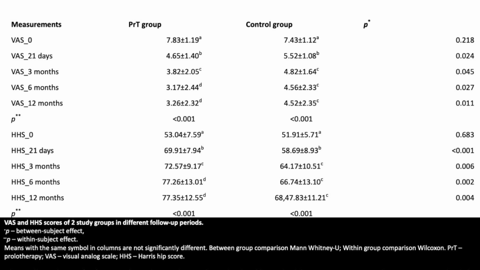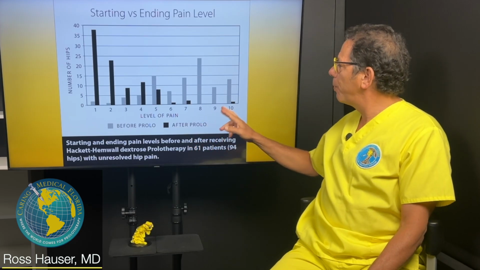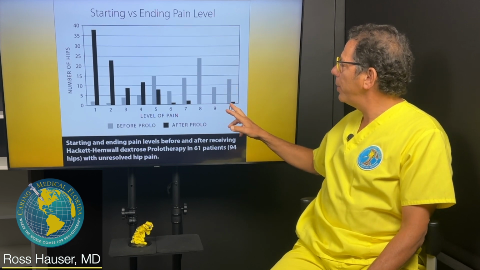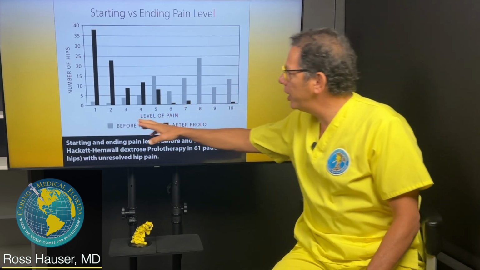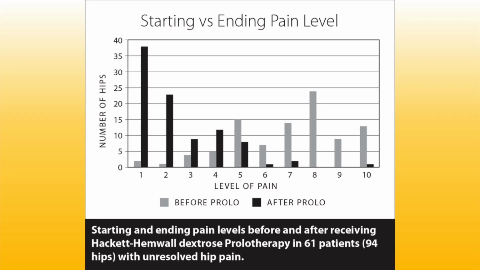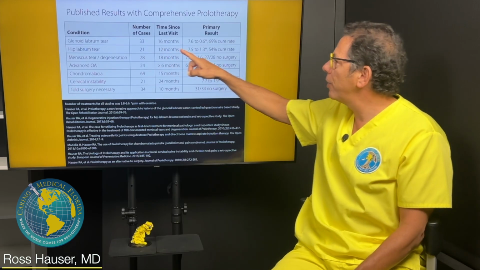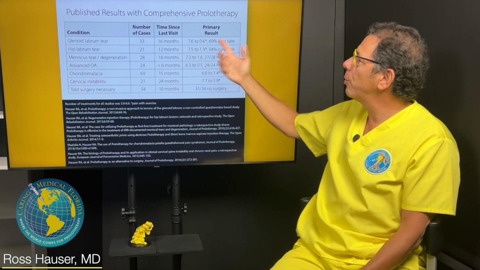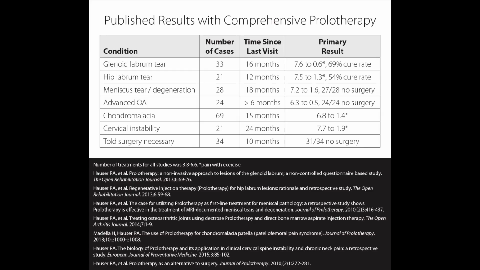Then this is our data on over 90 hips. You could see before prolotherapy is here, and then after prolotherapy is the black. So you could see one was no pain. You could see 70% of the people either had no pain or just a little bit of pain. And then we did a study with hip labral tears. So hip labral tears, the cure rate was 54%, and the pain level went from 7.5 to 1.3, which is very, very good.